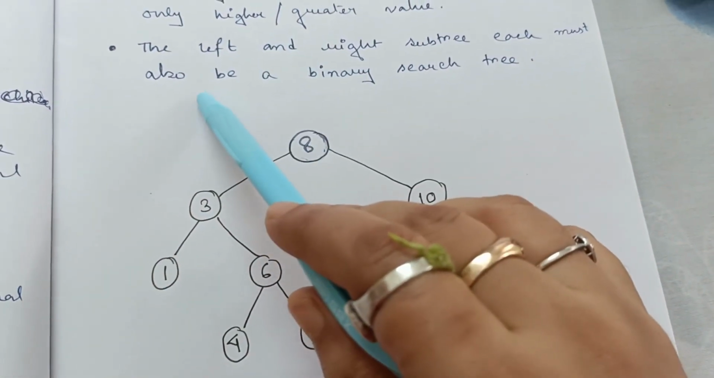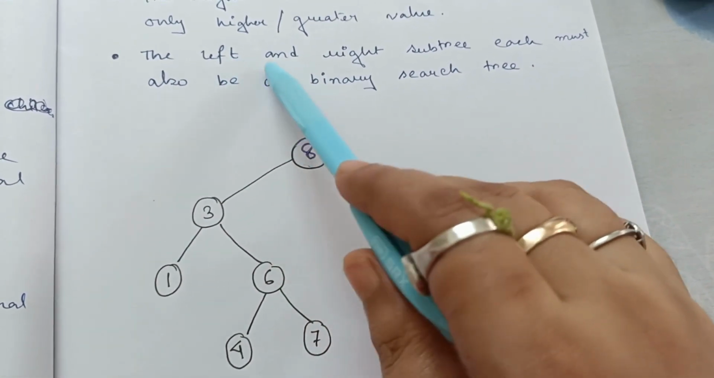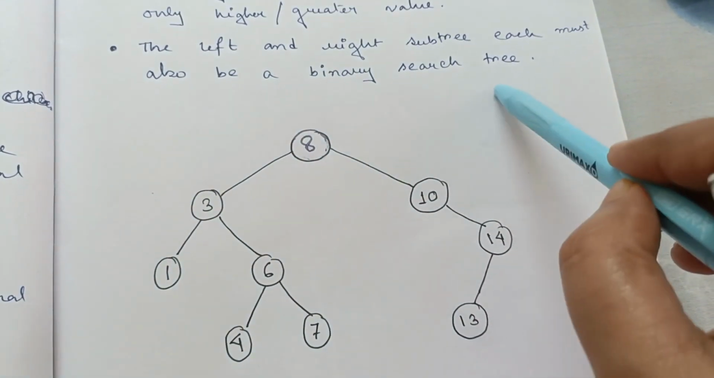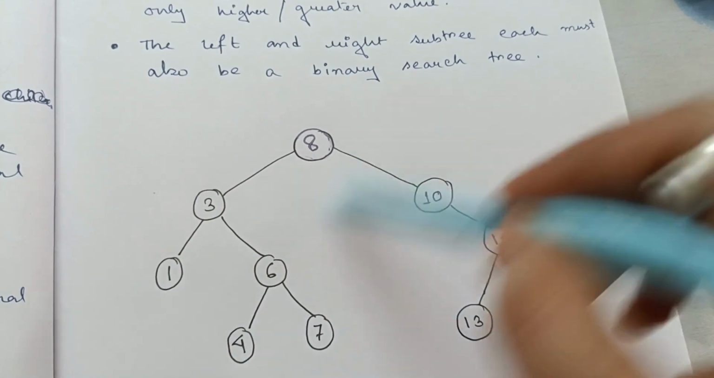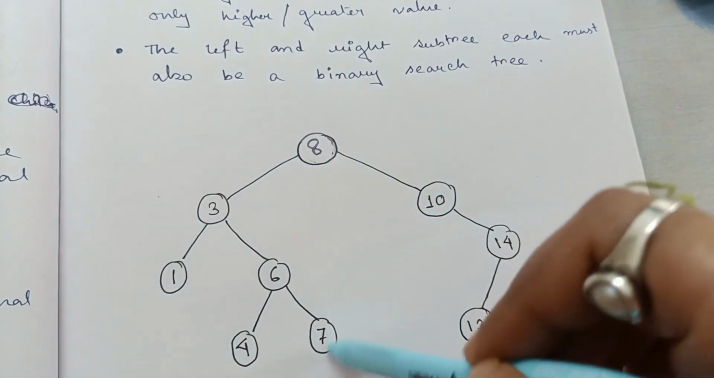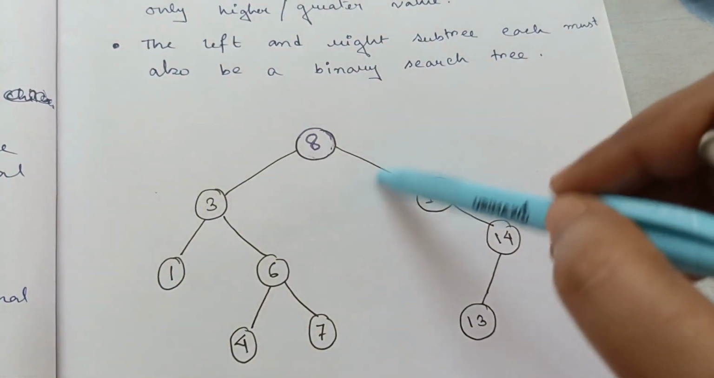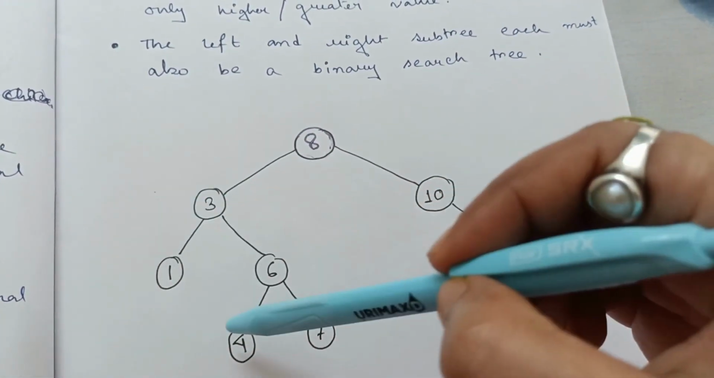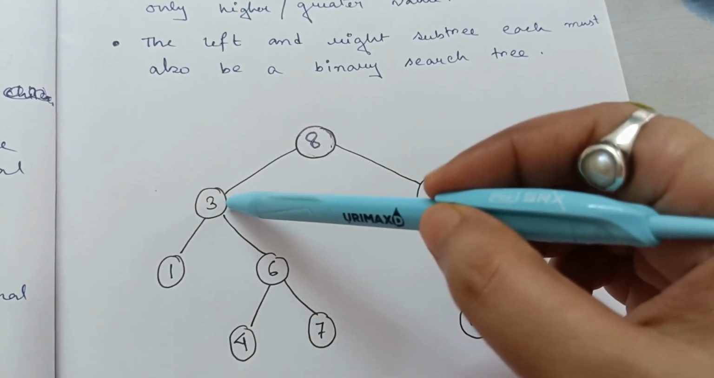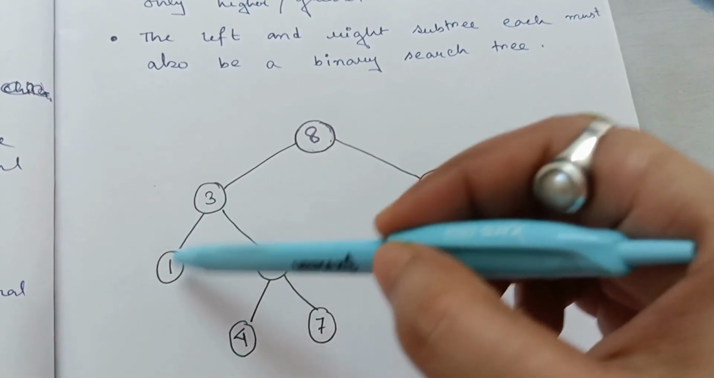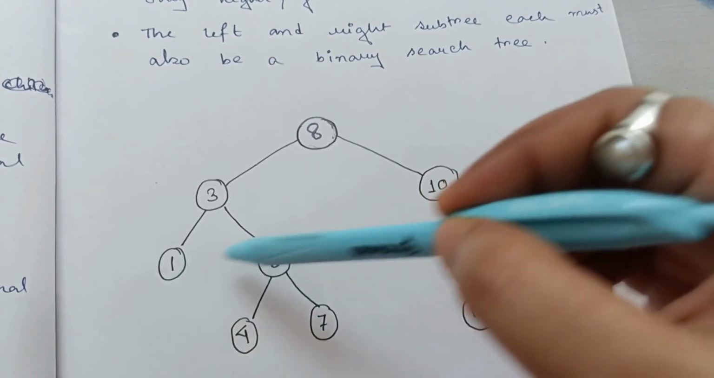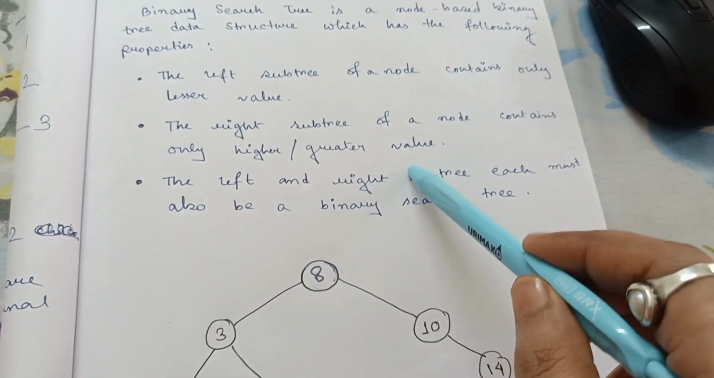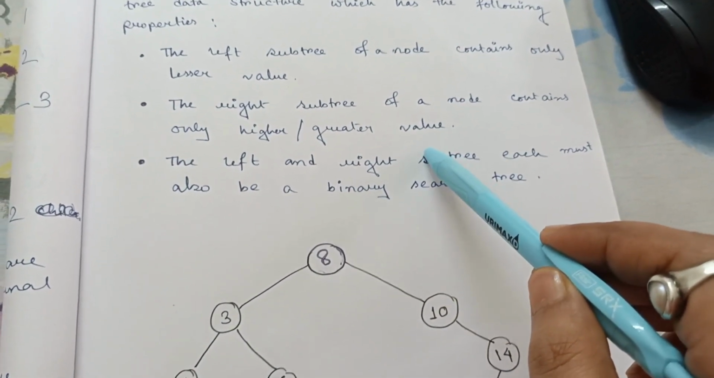And the final point is that the left and right subtree of each node must also be a binary search tree. That means according to this point, this is also a left subtree, this is also a right subtree, and this is also a binary search tree, because we already discussed that if this is the root node, then 1 is the left subtree and 6 is the right subtree, according to our binary search tree rule.